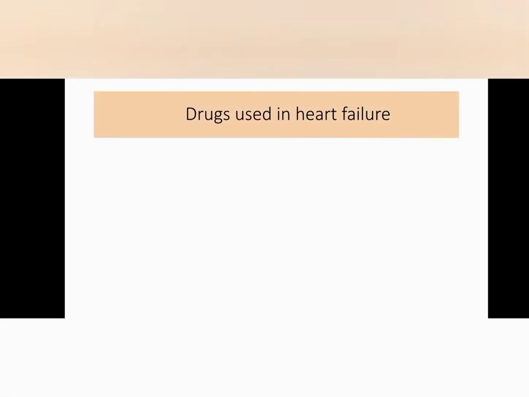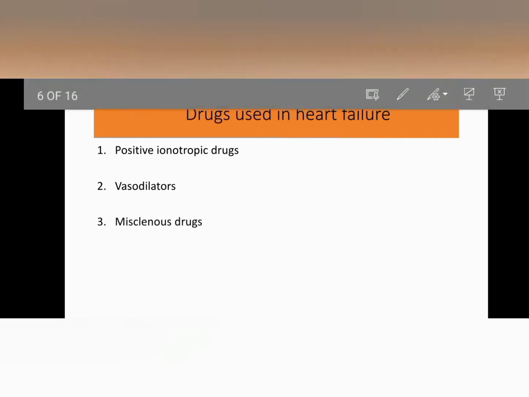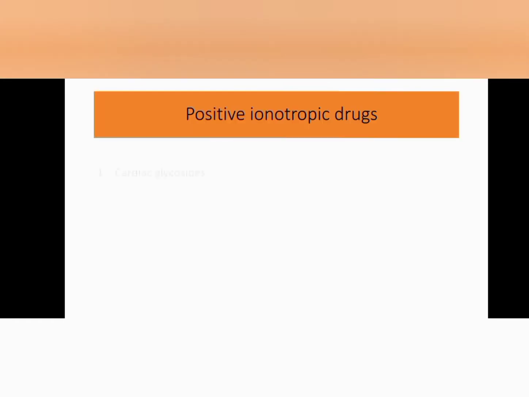Drugs used in heart failure are inotropic drugs. Positive inotropic drugs are those drugs which increase the contractility of the heart. Then vasodilators and other miscellaneous drugs. Positive inotropic drugs are cardiac glycosides and beta agonists.